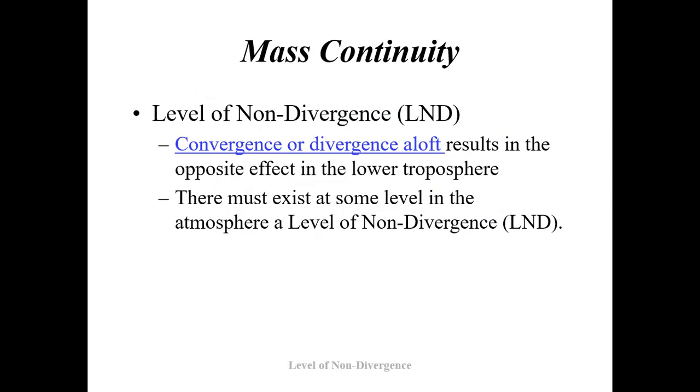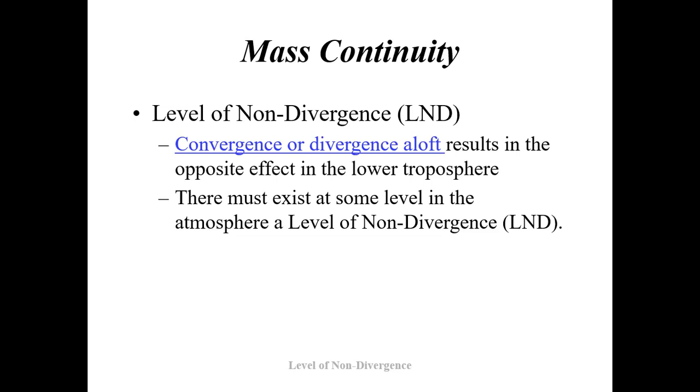Now with mass continuity, if we conserve mass, whether we lose mass or gain mass, whether that mass is redistributed or comes from some other location in the surrounding atmosphere, there's something known as a level of non-divergence, represented by the letters L and D. Convergence or divergence aloft results in the opposite effect in the lower troposphere. So this is the cool thing, right? The level of non-divergence, I'm going to show you a diagram in a minute. That's the level of the atmosphere, usually in the mid-levels, where convergence and divergence flip-flop or change.